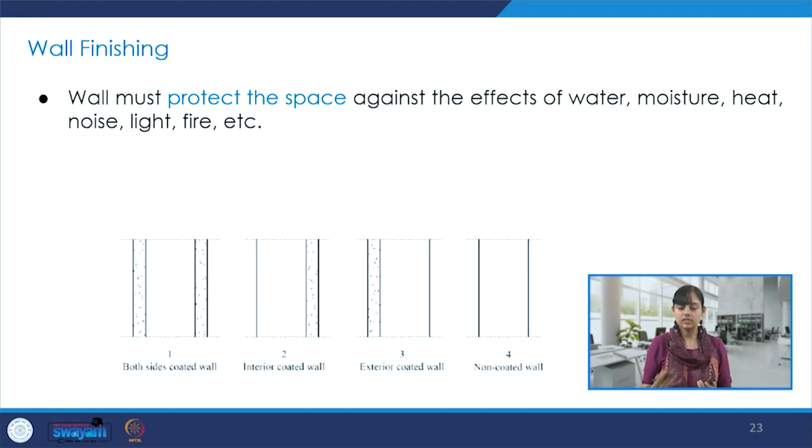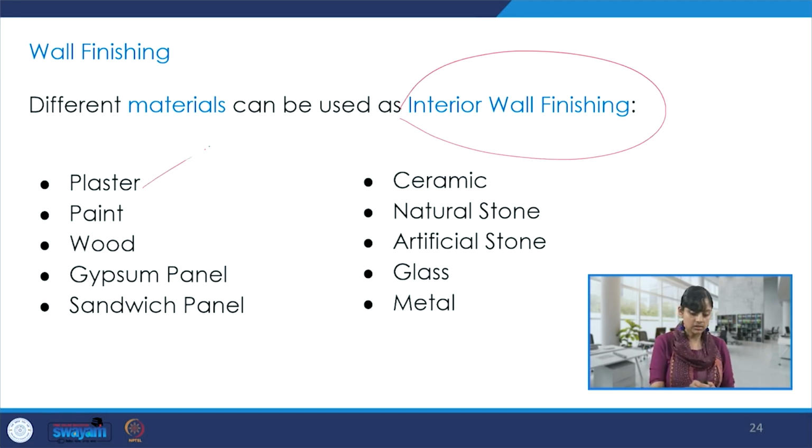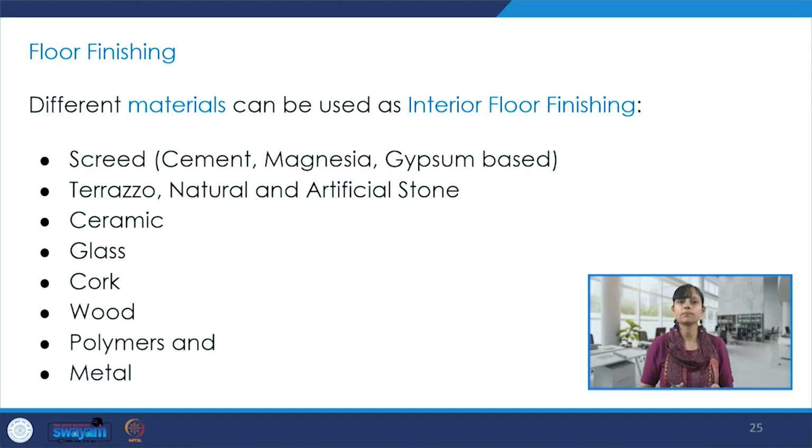So starting with the finishes, what is the importance of wall finish? How does it protect the space? What kind of finishing goes on the wall, whether it's both side coated or one side coated, and so on. And different materials that could be used as interior wall finishing. So it could be a plaster, it could of course be paint, wood, gypsum panel, artificial stone cladding, metal, glass. All of these materials make it possible to achieve interior wall finishing.